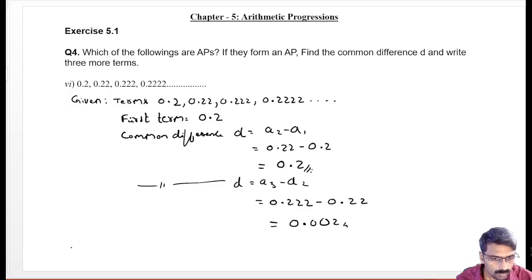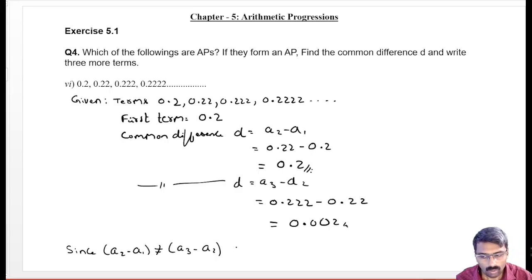So since A2 minus A1 is not equal to A3 minus A2, these numbers do not form an AP. This does not form an AP. So this would be our final answer.